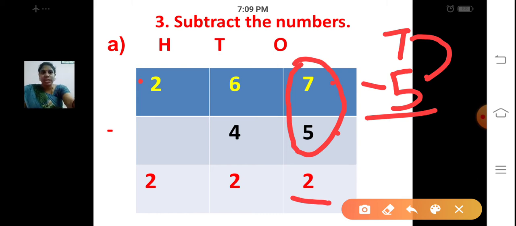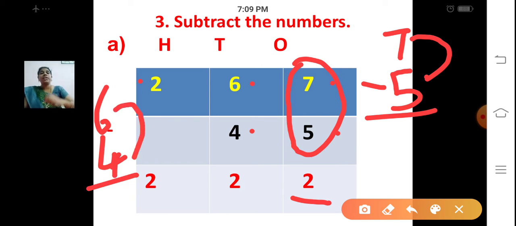Now let's move on to the tens place. How many tens do we have? 6 tens minus 4 tens. How will you subtract 6 minus 4? Start from number 4. Count forward till you reach 6. After 4, 5, 6. How many numbers are counted? 2. So 6 tens minus 4 tens is 2 tens. Write it down, 2 tens.